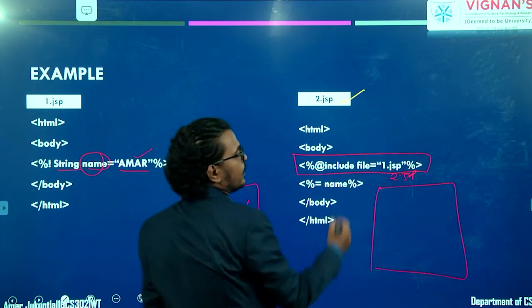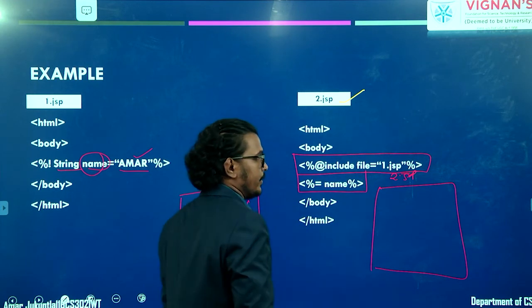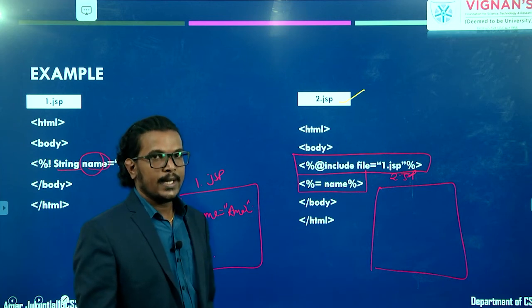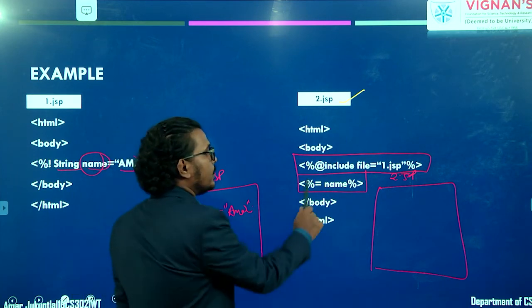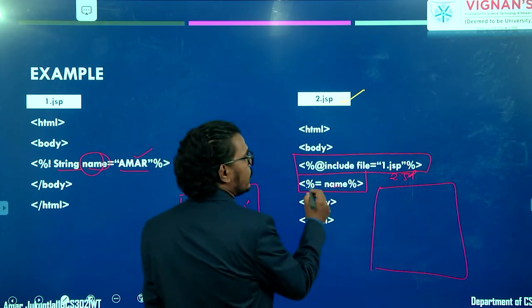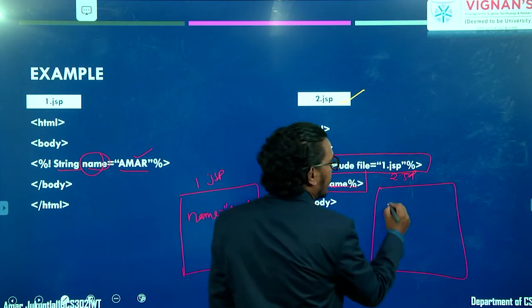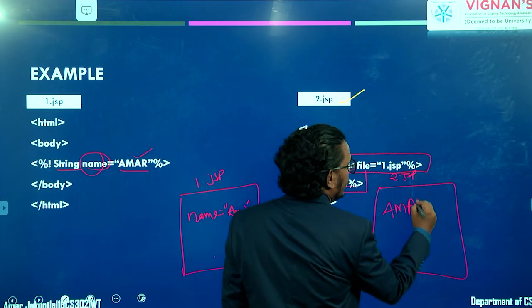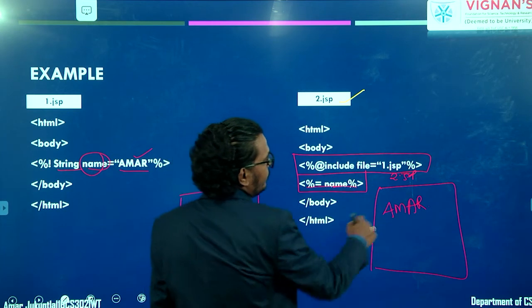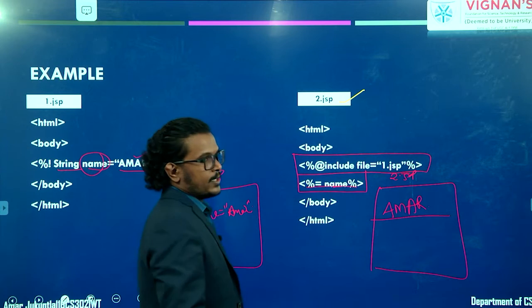So in this particular 1.jsp, what I am doing here, I am straight away calling that particular name parameter with the help of the expression tag. So whenever you are executing this particular 2.jsp, that particular name will appear in your 2.jsp file. Clear? That particular name will appear in your 2.jsp file, and this is the output for your 2.jsp file.